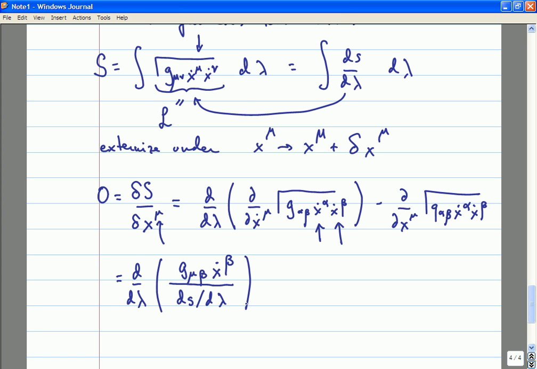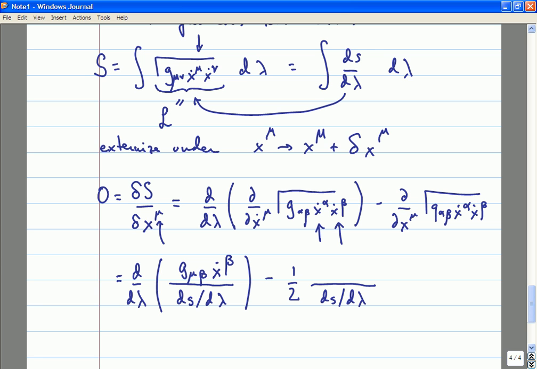And for the second term, I have a similar contribution. So I get minus 1/2. I divide by ds by d lambda and take the derivative of the guy under the square root with respect to x mu. Now, x dot alpha and x dot beta don't depend on x mu, but the metric g alpha beta does. And it depends on x mu, so in some arbitrary way.